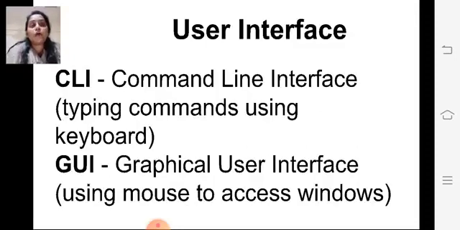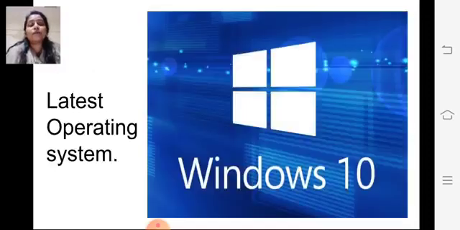Okay children? Now there are two types of interfaces, CLI and GUI. CLI is a command line interface and GUI is a graphical user interface, right? So the Windows operating system is based on the GUI, the graphical user interface. I also told you how it works, right? We use the mouse in this, right?